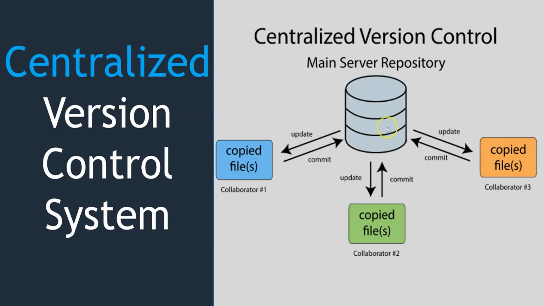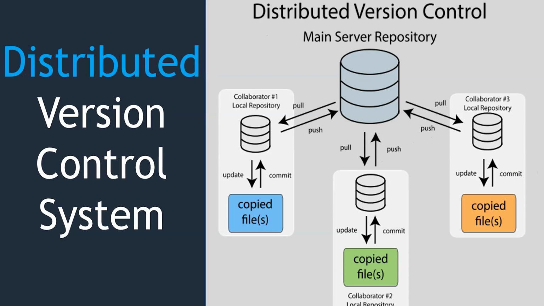So the centralized repository solves the problem of working with a group of people, but in case the centralized repository is not accessible, it is a problem for the collaborators or developers. Next, let's see the distributed version control system.